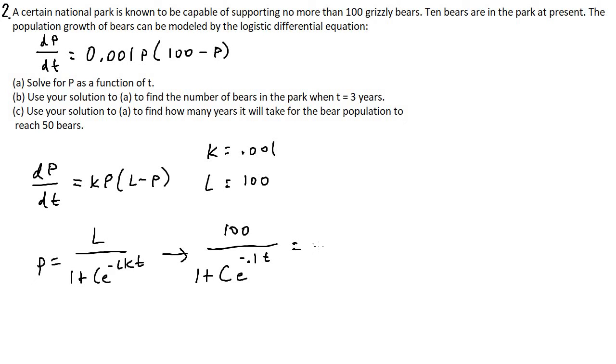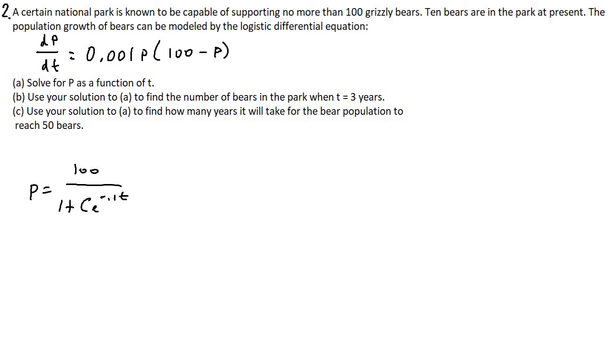And so that is the logistic model of P in terms of T. But now we need to find what C equals. Notice it says 10 bears are in the park at the present moment, which means our initial value is 10. So at t equals 0, when time is 0, there are 10 bears in the park, so our population is 10. We can just go ahead and plug those in and solve for C.